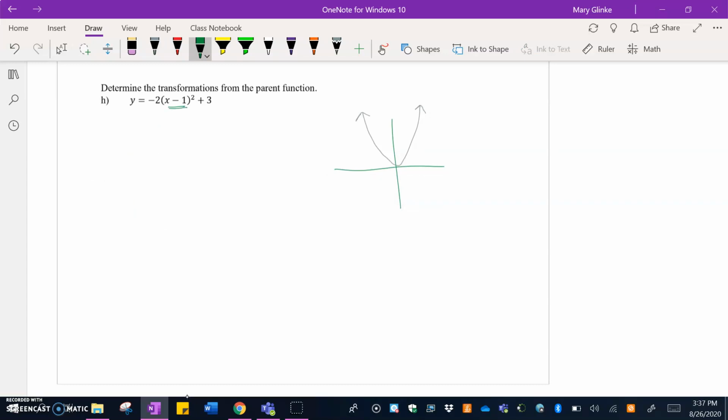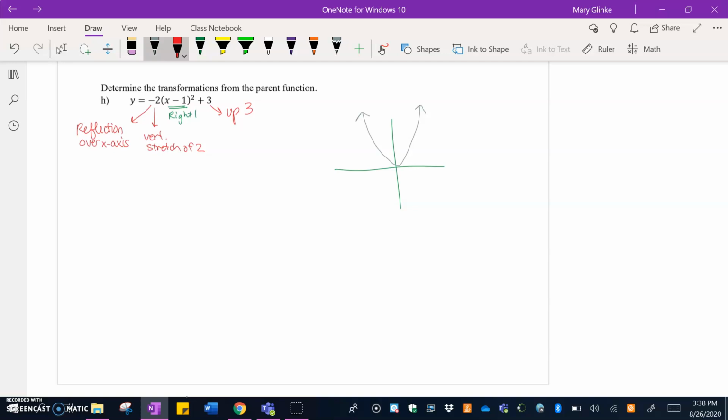You're always going to do the inside part first. So the -1 would move everything right 1. The -2 is going to do two different things. The minus sign out in front is a reflection over the x-axis. The 2 is going to be a vertical stretch of 2. And then the +3 is also still going to be affecting your y values. That's going to move your graph up 3.